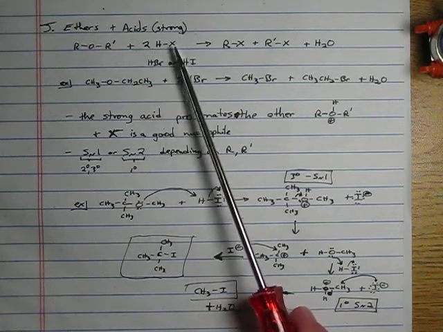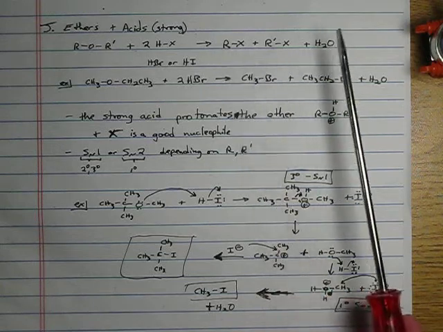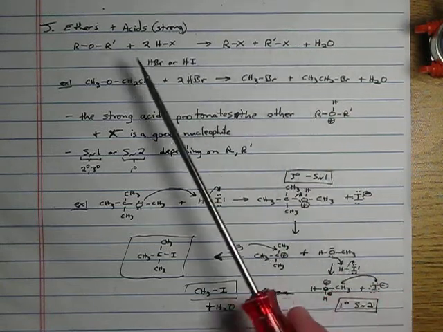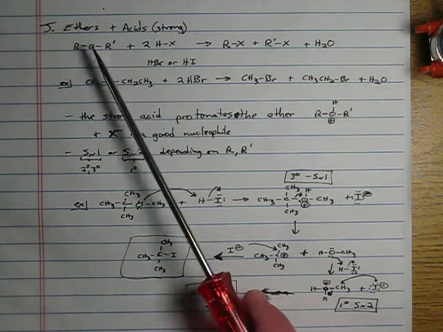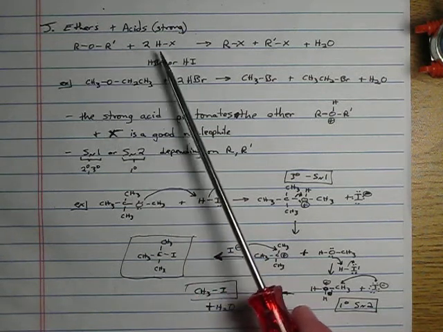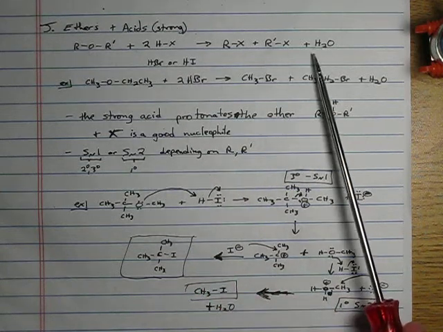If you had two equivalents of strong acid, HBr or HI, you will make two alkyl halides. You will get this R prime bonded to the halogen, this R bonded to the halogen. Note, we added two HXs. That gives us two hydrogens and this oxygen left over. That's water.